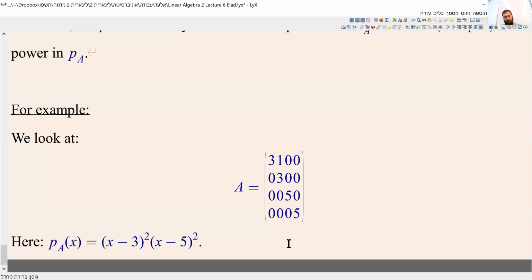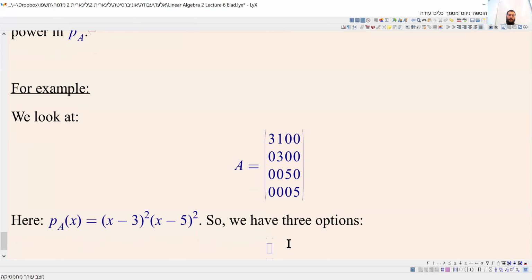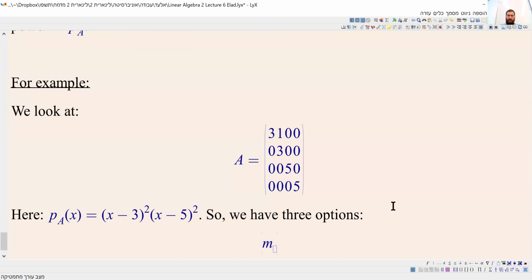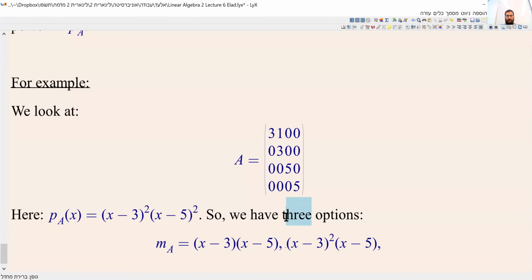x minus 3, x minus 5 must be there. The powers can be 2 or 1, not greater than 2. You cannot pass the characteristic polynomial. So we have options for the minimal polynomial. It can be x minus 3, x minus 5. It can be x minus 3 to the power of 2 multiplied by x minus 5. Oh, sorry, it's 4 options.